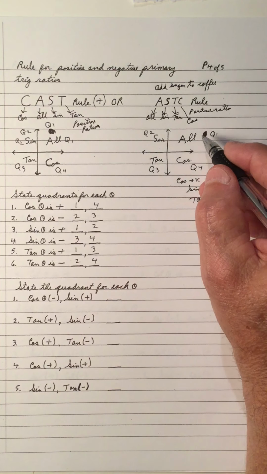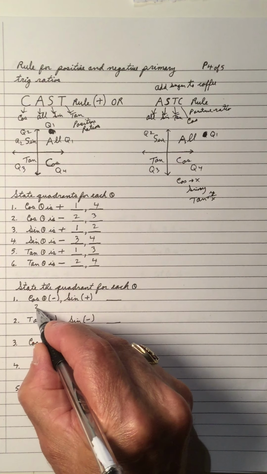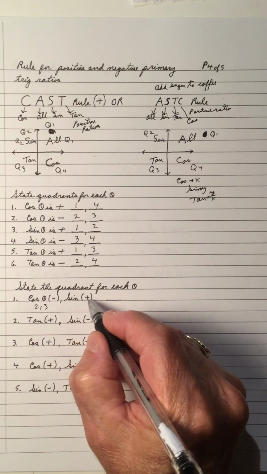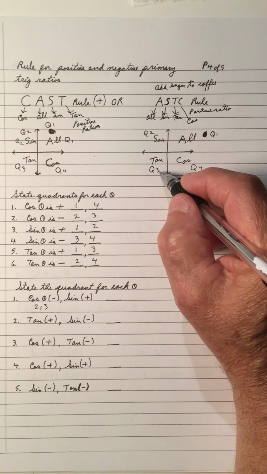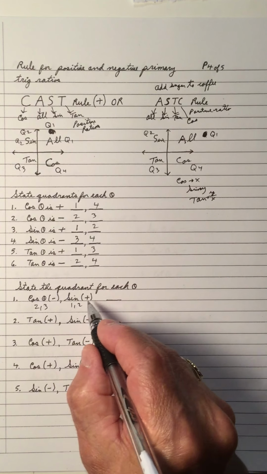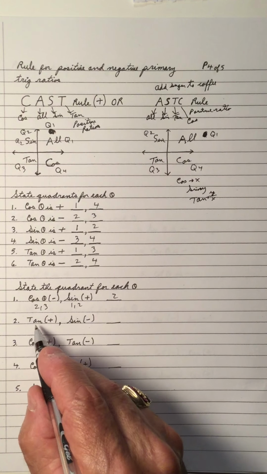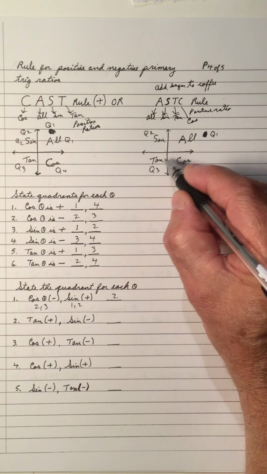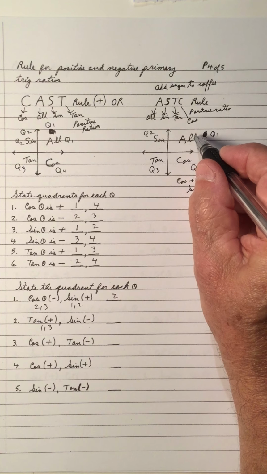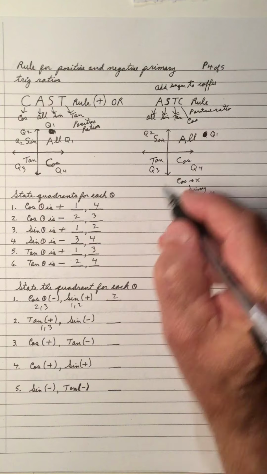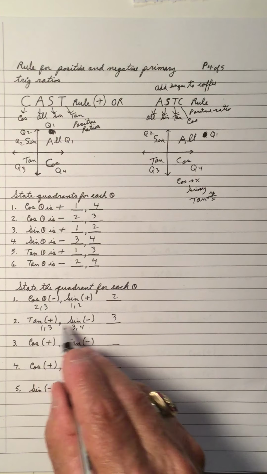Cos is negative. Well, cos is positive in 1 and 4, so it's negative in 2 and 3. Sine is positive in 1 and 2. So 2 is the quadrant where both of these are true. Tan is positive in 1 and 3. Sine is negative. Sine is positive where? 1 and 2, negative in 3 and 4.